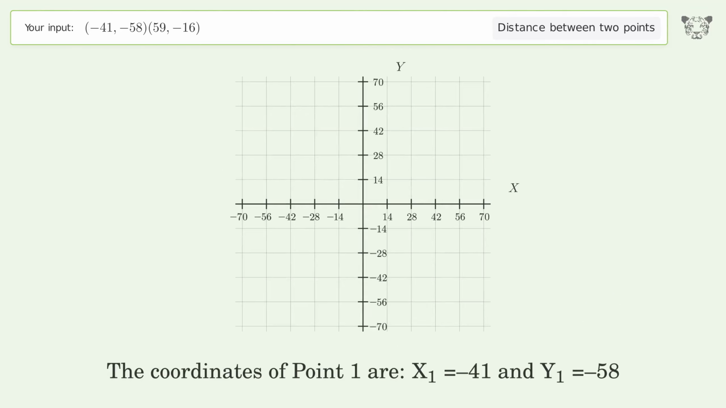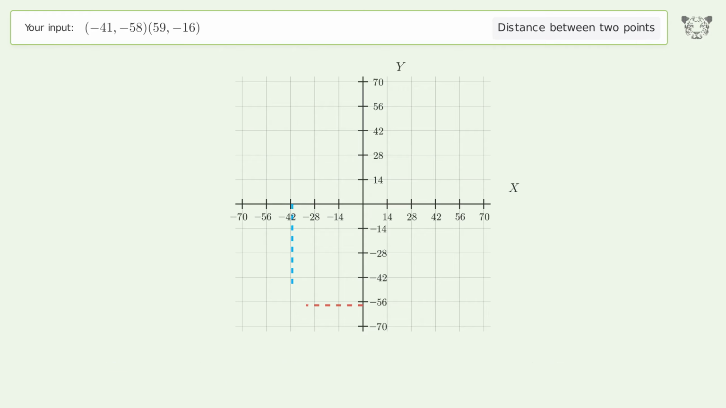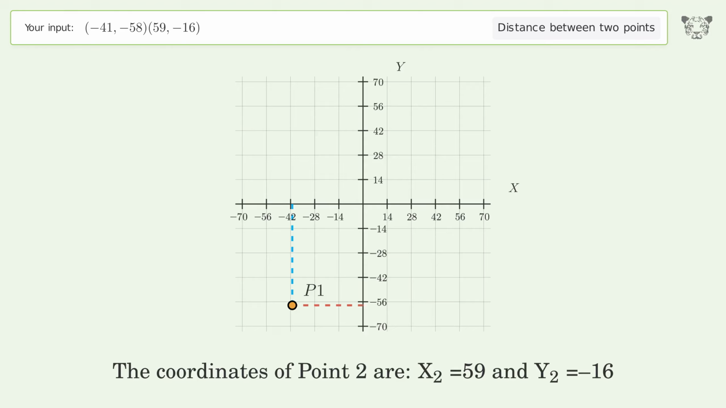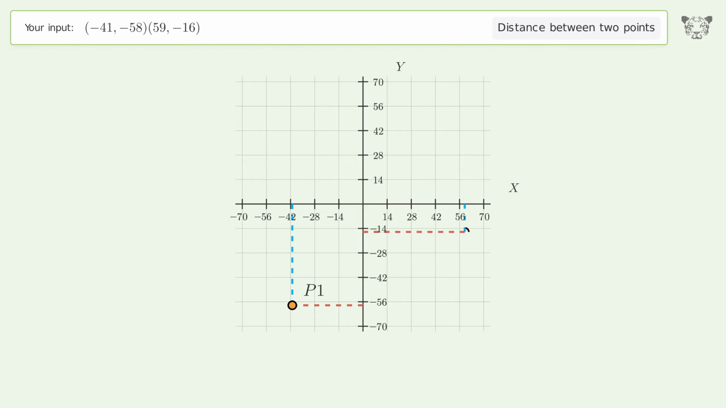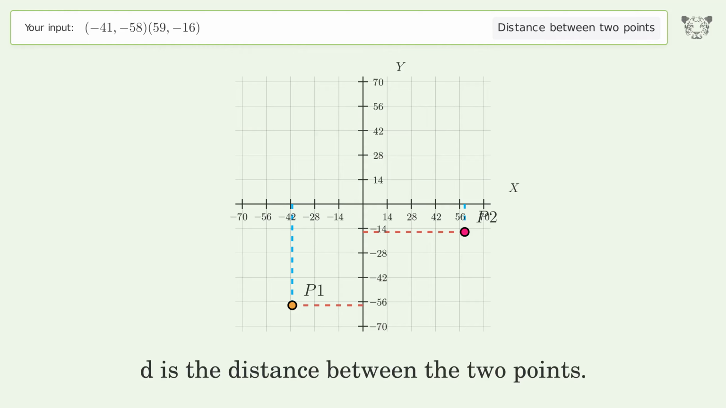The coordinates of point 1 are, x1 equals -41 and y1 equals -58. The coordinates of point 2 are, x2 equals 59 and y2 equals -16. D is the distance between the 2 points.